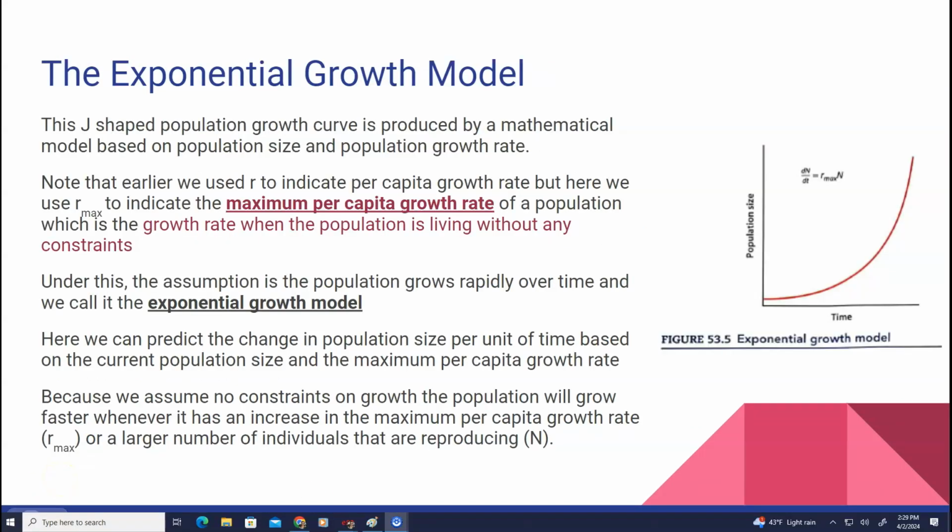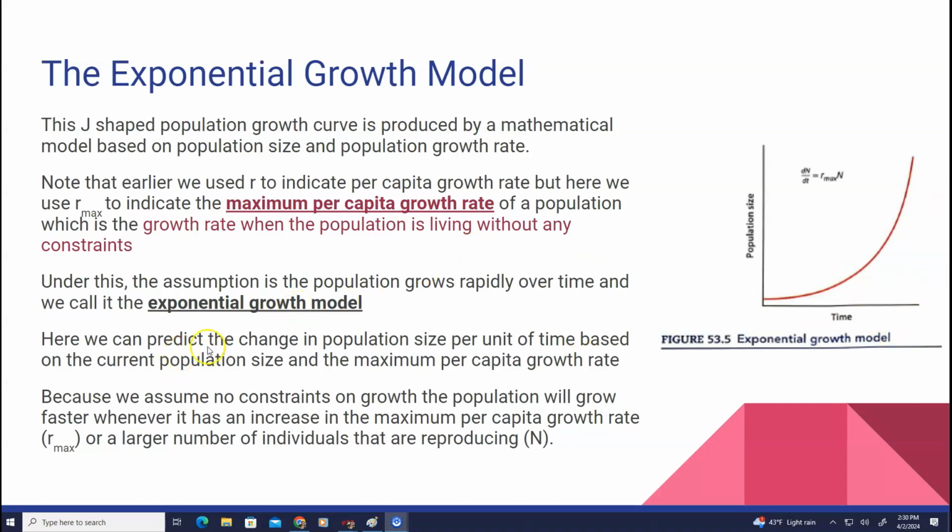So most often, every environment has some sort of restriction on a population. Populations don't typically grow unchecked, right? So essentially, we would see this exponential growth model if there were no constraints on a population. We would see exponential growth.